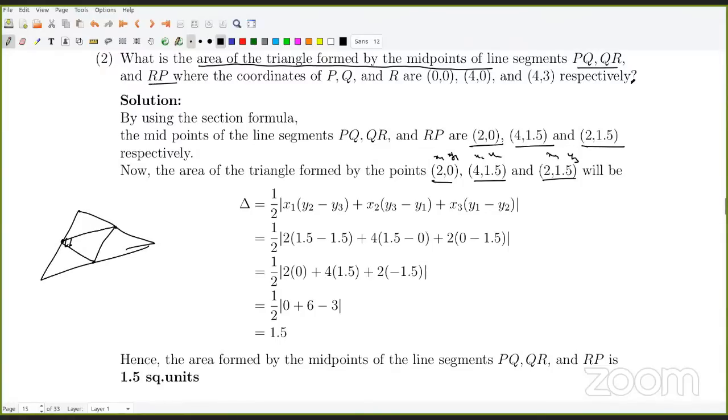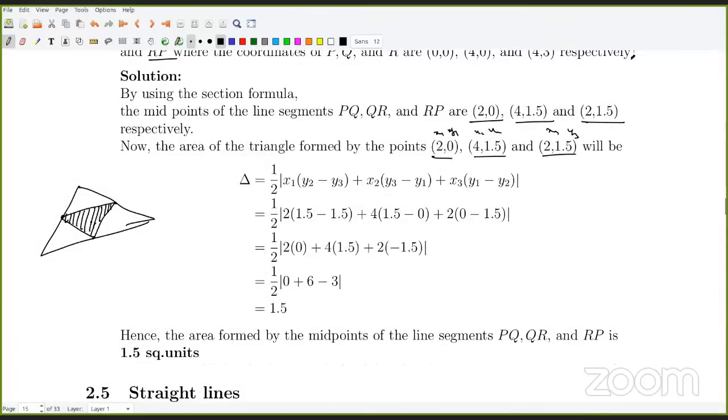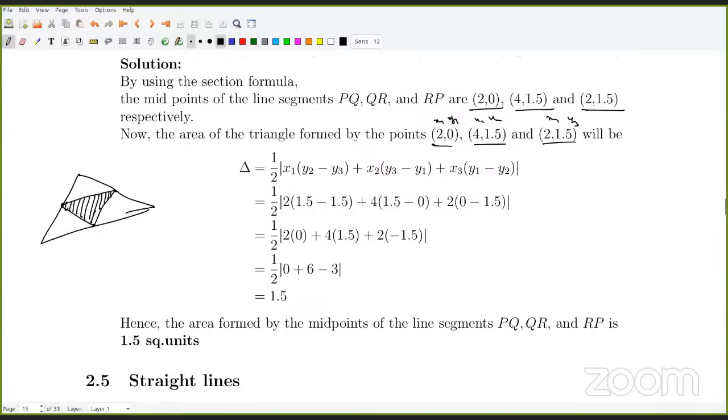Then we can also divide by the area of the triangle to get the area. You can do that process. This is a standard approach. Once you find the area, we are going to get 1.5 square units. So the area formed by the midpoints of these line segments is 1.5 square units.